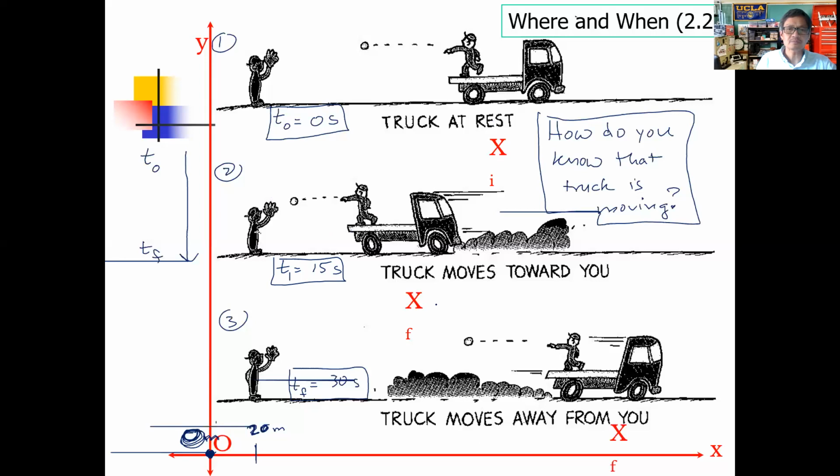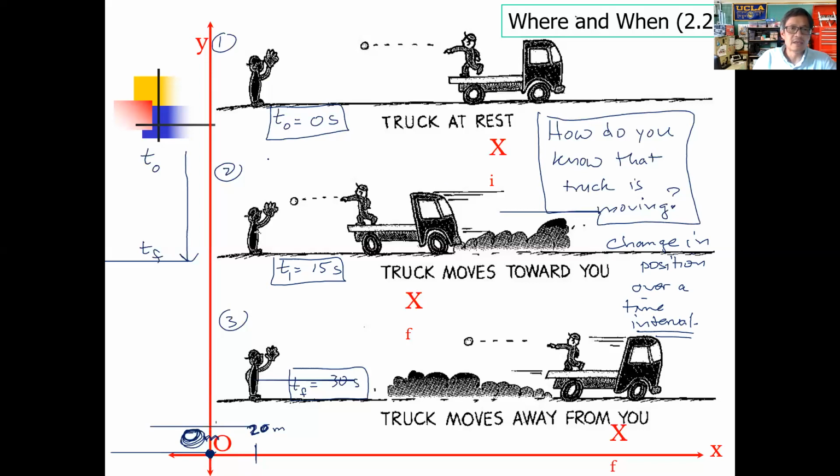So the change in position over a time interval is what allows us to describe the motion of this object. So the truck moves.